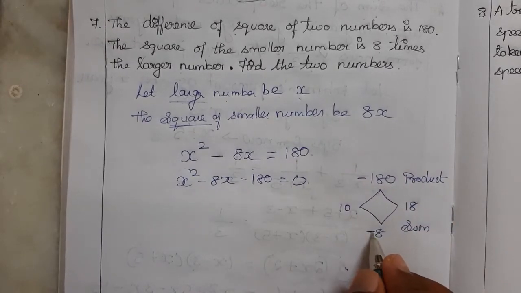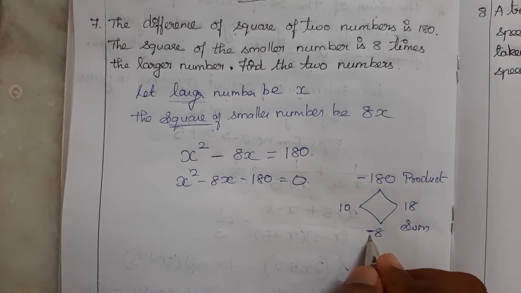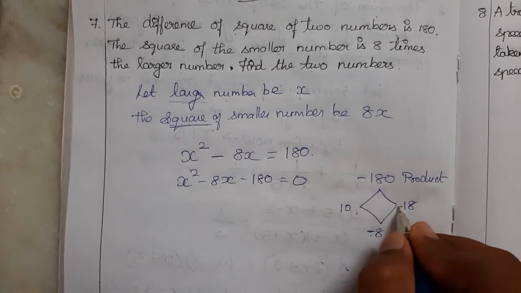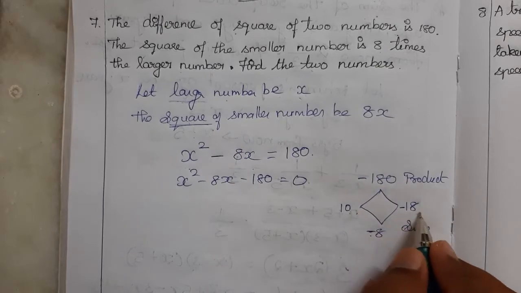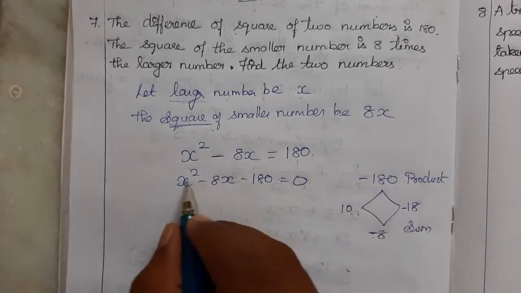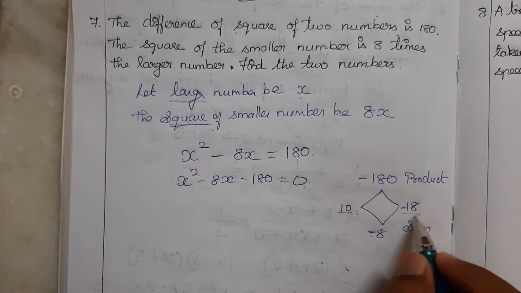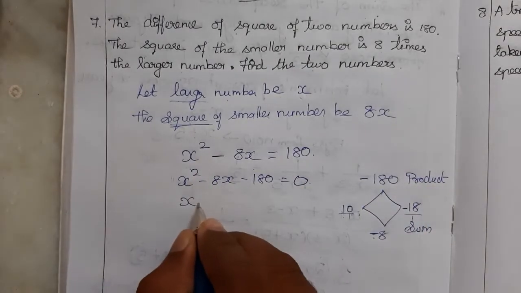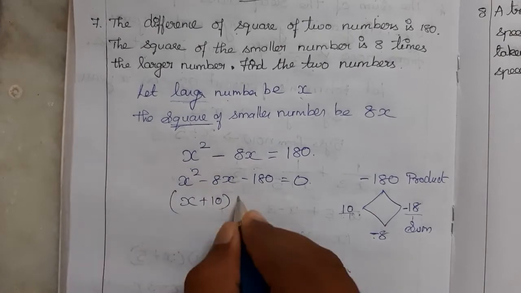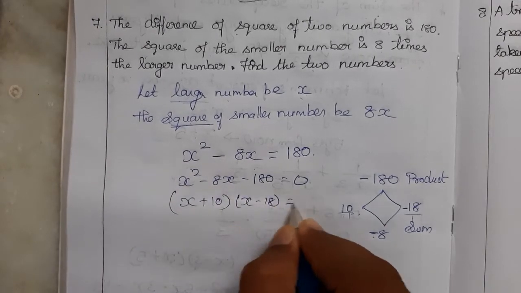And the minus 8, it's a subtraction, right? So the greater number should have the negative, so it's minus 18. 10 into minus 18 is minus 180. 10 minus 18 is minus 8. And you multiply with 1, so divide by 1. So (x plus 10)(x minus 18) equal to 0.